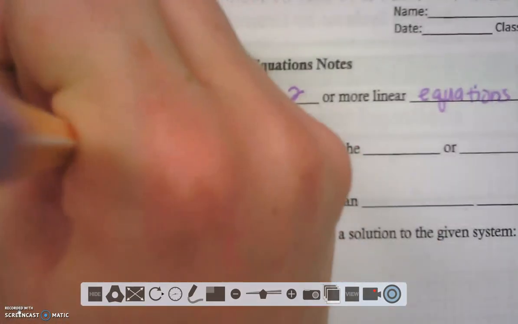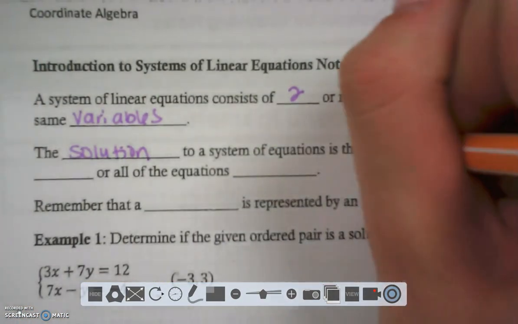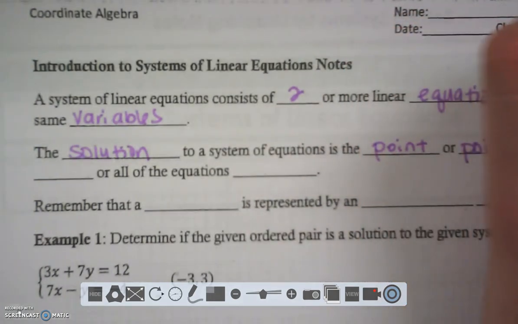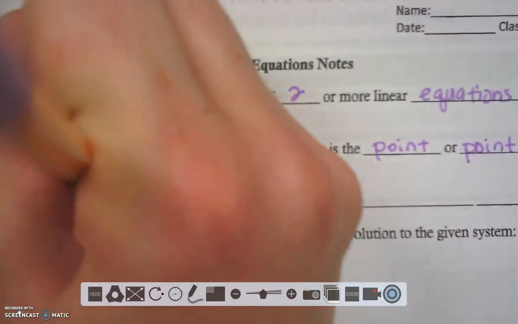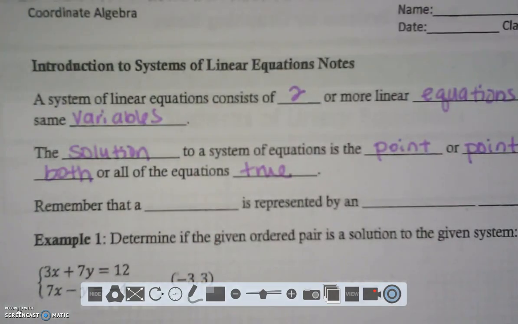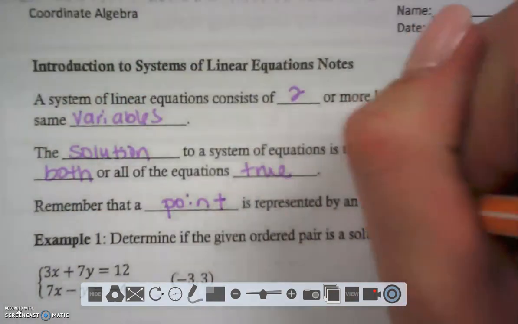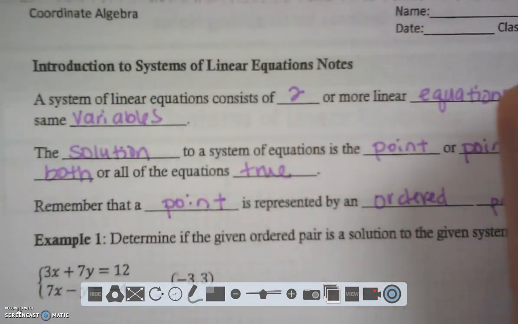The solution to a system of equations is the point or points that make both or all of the equations true. Remember that a point is an ordered pair, and that ordered pair starts with X and then Y.